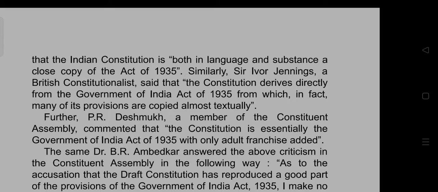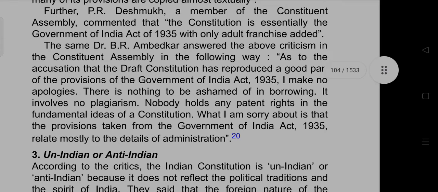said that the Constitution derives directly from the Government of India Act of 1935, from which, in fact, many of its provisions are copied almost textually. Further, P.R. Deshmukh, a member of the Constituent Assembly, commented that the Constitution is essentially the Government of India Act 1935 with only adult franchise added. Dr. B.R. Ambedkar answered the above criticism in the Constituent Assembly in the following way.